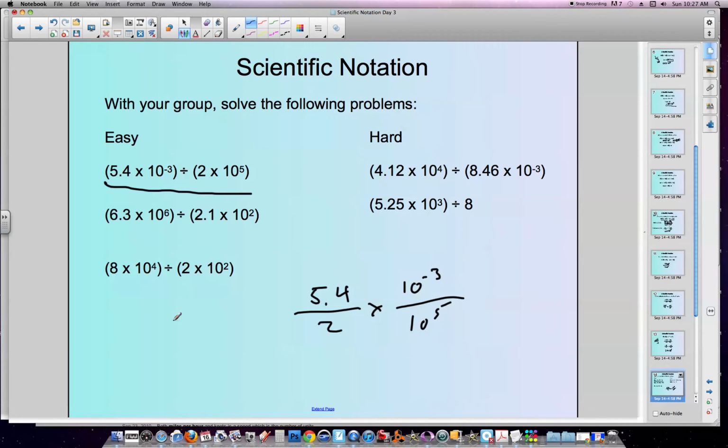Well, how many times does 2 go into 5.4? It goes in 2 times. The remainder of 1, we carry down that 4. 2.7, right? So we have 2.7 times, well, this is no different. We're still just subtracting. What's negative 3 minus 5? Well, that's going to be negative 8, right? Negative 3 is to the left 3, and then minus 5 is the opposite of going to the right 5. So we wind up at negative 8.